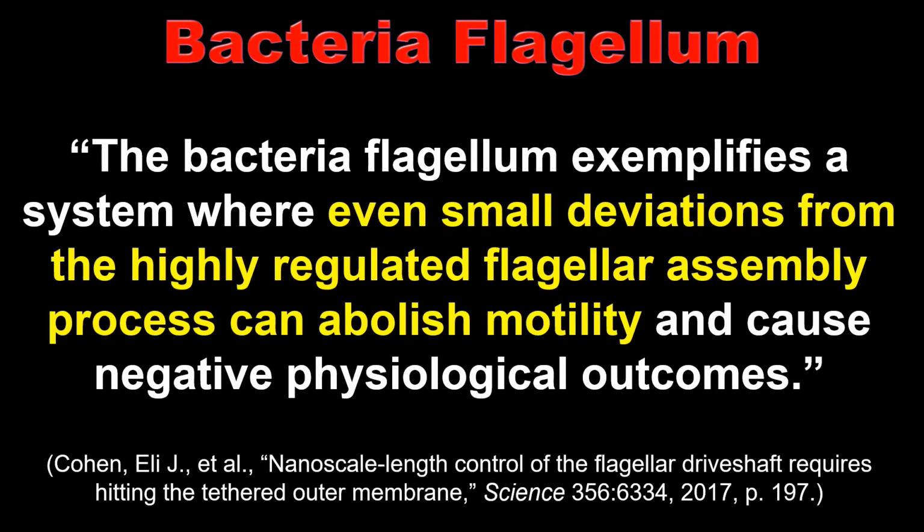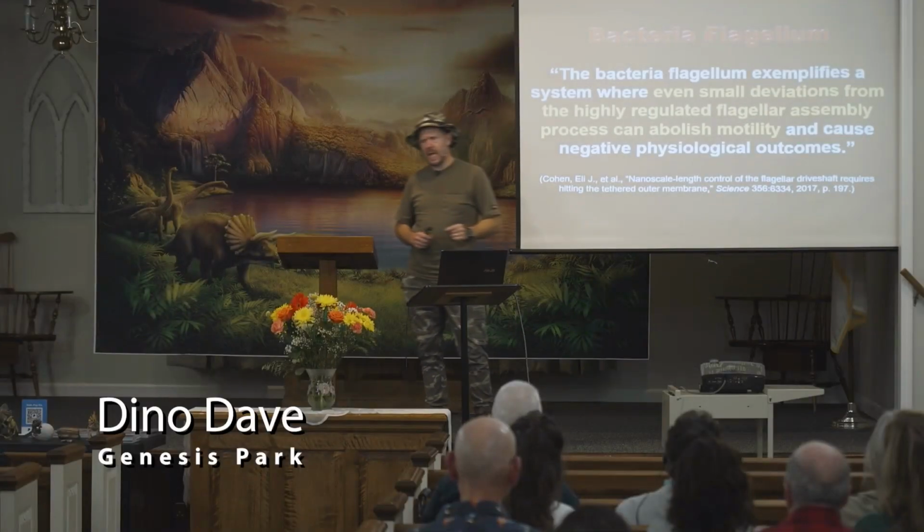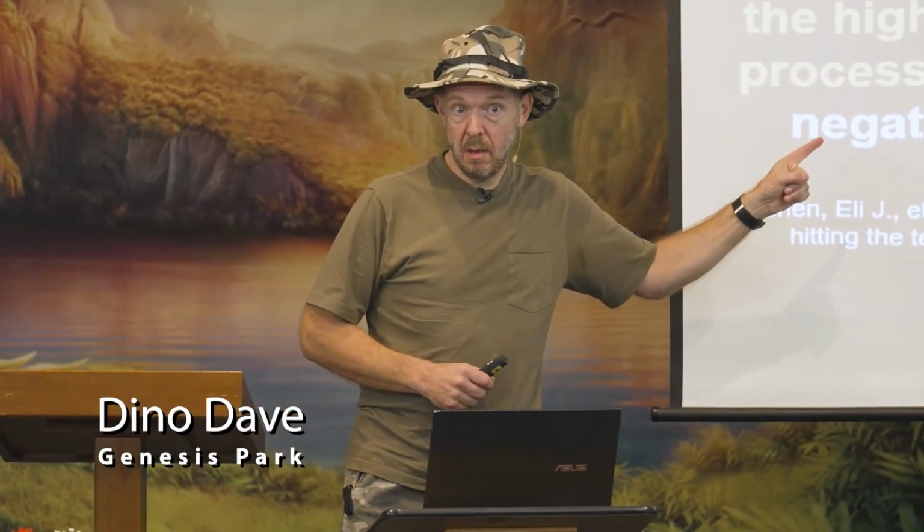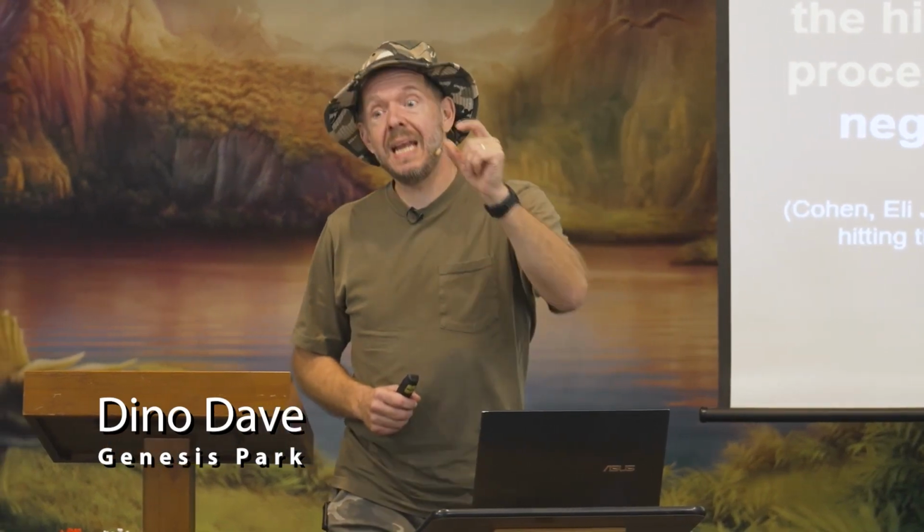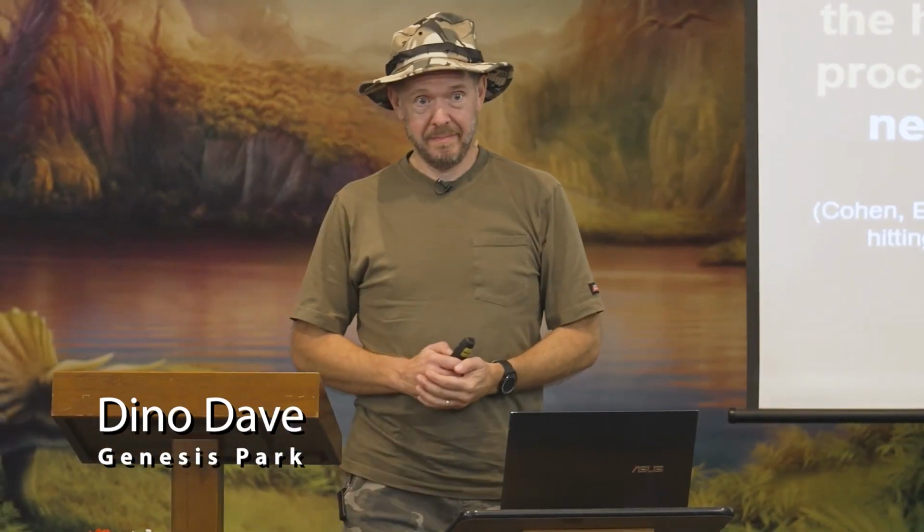This is a secular journal here, Science, and this is 2017. The bacterial flagellum exemplifies a system where even small deviations from the highly regulated flagellar assembly process can abolish motility and cause negative physiological outcomes. Now, we got a lot of complicated words in there. Can somebody translate into English? What is that evolutionist saying? It's easy to break. You got one small mistake and it doesn't work. Why couldn't he just have said that?